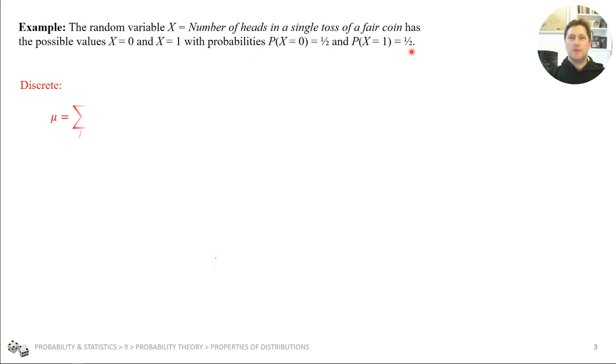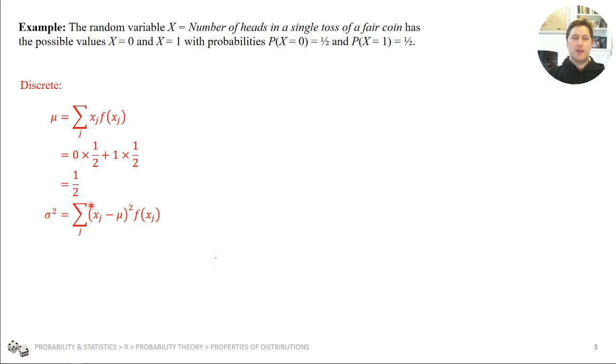So we can find the mean of this. The mean follows this equation. In this case we have two possible outcomes. The outcome 0, where we don't get a head, multiplied by the probability of that happening, which is 1/2, plus the outcome 1, where we do get a head, again multiplied by 1/2 for the probability of that happening. So of course the mean outcome of that is 1/2.